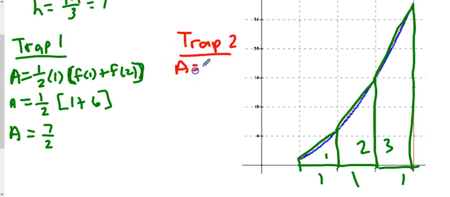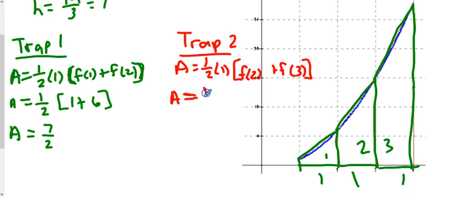Our area is going to equal 1/2 times 1. That part doesn't change. But we'll have f of 2 plus f of 3. So we've got 1/2 of 6 plus 15. Again, I'm just pulling those from the chart or from the graph itself. So then that's an area of 21/2.